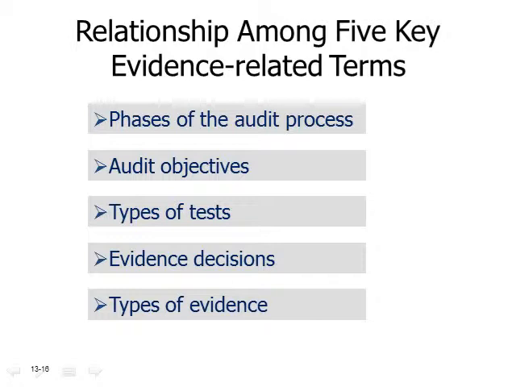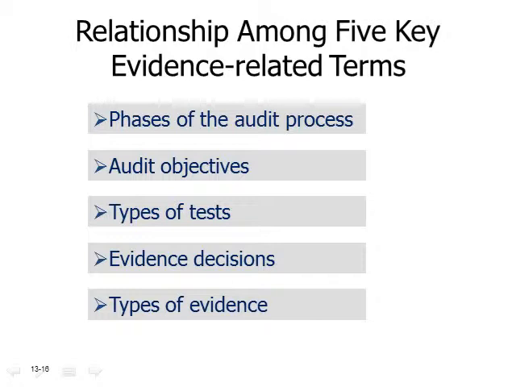Then we get to the evidence decisions. And of course, as we talk about all of this testing that's being performed, inherent to all of that are decisions surrounding the audit procedures, the sample size, the items to select, and the timing of when we perform those tests. And then finally, we talk about the types of evidence. And here we talked about those at length and throughout the course. We talk about items like inspection, inquiries of client, analytical procedures, reperformance, observation, recalculation, and physical examination are some examples of that.